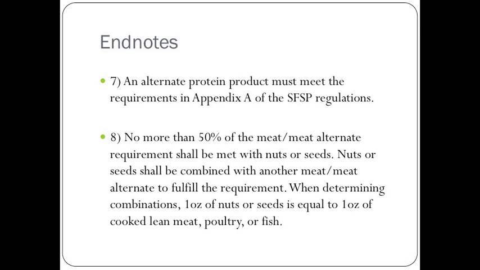Number 8 states that nuts and seeds may not count as more than half of the meat alternate meal component at lunch and supper. Therefore, if you choose to use nuts and seeds at these mealtimes, you must pair it with another meat alternate component. 1 ounce of nuts or seeds is equal to 1 ounce of lean meat. This complete meal pattern table and its resources can be found in your Nutrition Guidance for Sponsors Handbook.